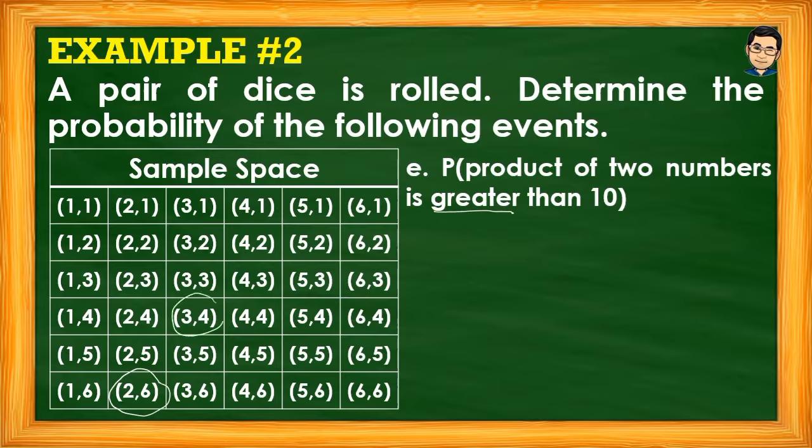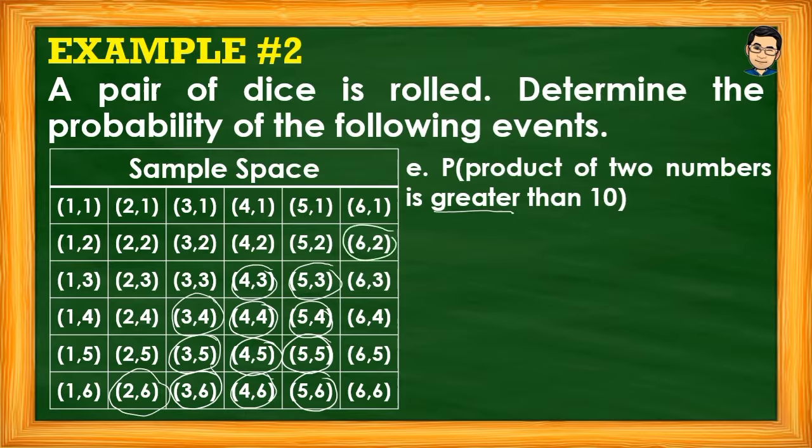Next. 3 times 4, 12. This is 15. This is 18. 3 times 3, hindi pwede. It's because 9. Less than 10 po yun. Next. 4 times 3. 4 times 4. 4 times 5. 4 times 6. Next. 5 times 3. 5 times 4. 5 times 5. 5 times 6. So, lahat ng mga binibilugan ko na yan, yung product ng dalawang numbers nila is greater than 10.